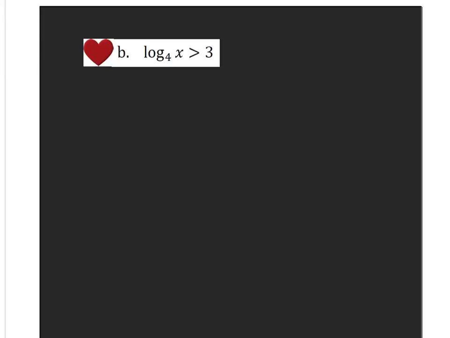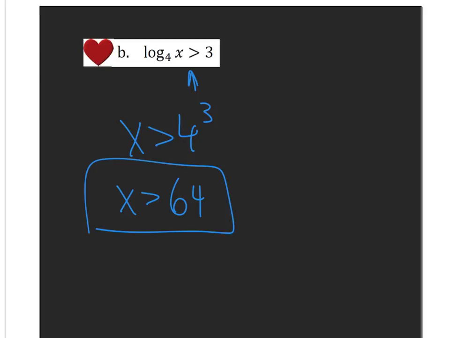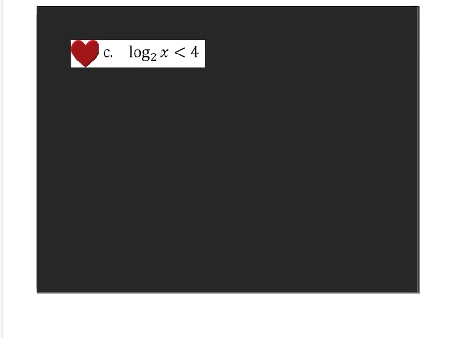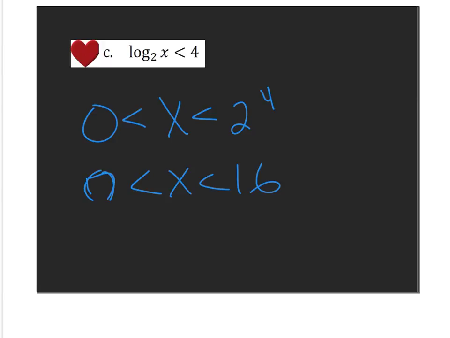So here, it's greater than, so I will say x is greater than 4 to the 3rd. So 4 to the 3rd is going to be 64. There's my answer. Likewise here, x is going to be less than 2 to the 4th, but it's got to be bigger than 0. So it's going to be 0 less than x less than 16. That is my answer.